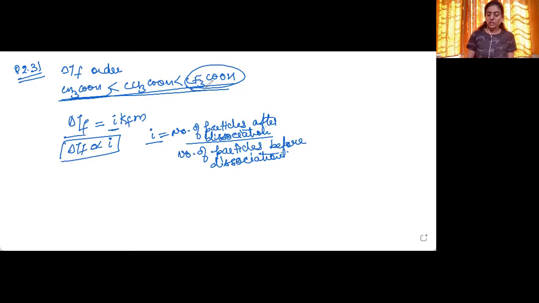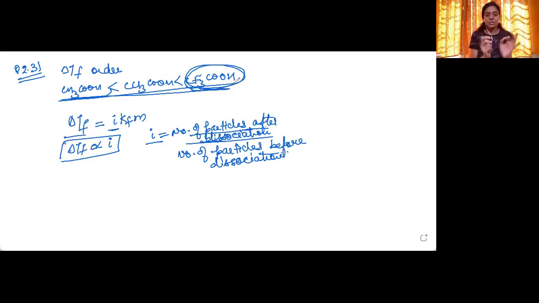Now, why so? Because trifluoroacetic acid is the strongest acid amongst these three acids. So it will be dissociated to the maximum extent. So the number of particles after dissociation will be maximum in case of trifluoroacetic acid. So it will give the maximum value for delta TF.